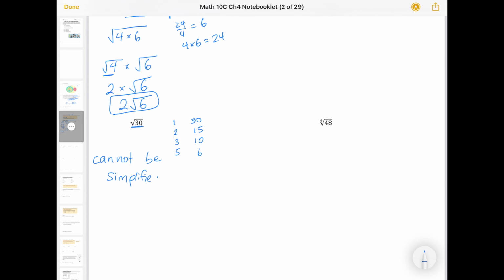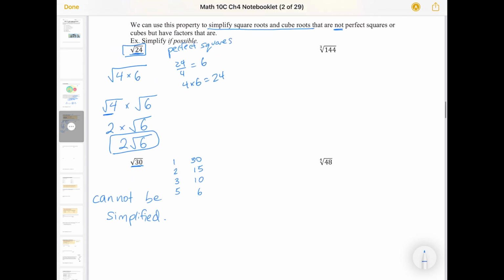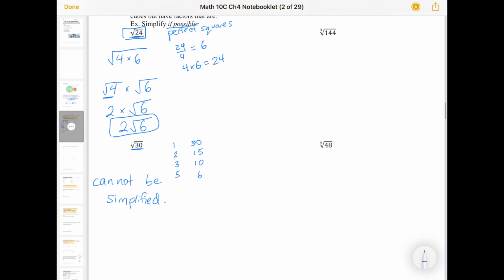So that's a bit of the trick in this section. It's simplify if possible. So sometimes it's not possible. So the square root of 30 is as small as we can go. There are no perfect square factors of 30.